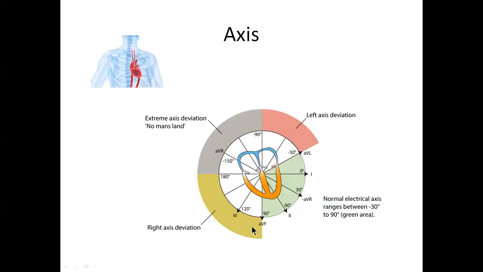But there is a range. Could be from minus 30 to 90. And that is considered normal. So minus 30 to 90 is considered normal. Anything beyond that towards the left side is called left axis deviation, and to the right is called right axis deviation.